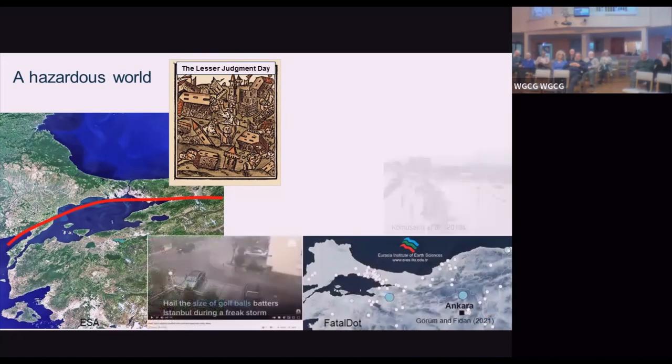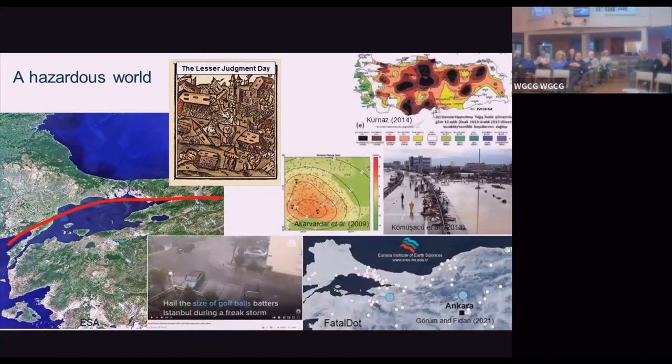It also has a landslide problem. It also has a drought problem. It also has a flood problem. It also has a heavy rain problem. It also has a hailstorm problem. It also has a fog problem. It also has a snowstorm problem.